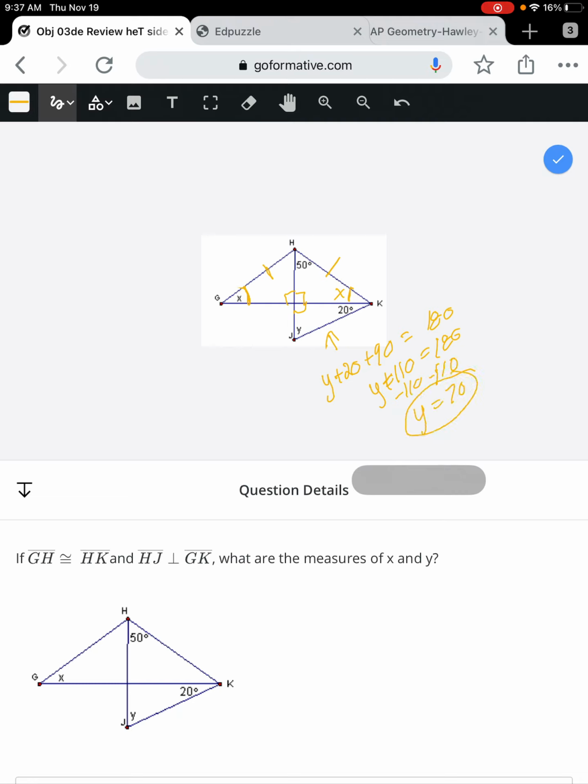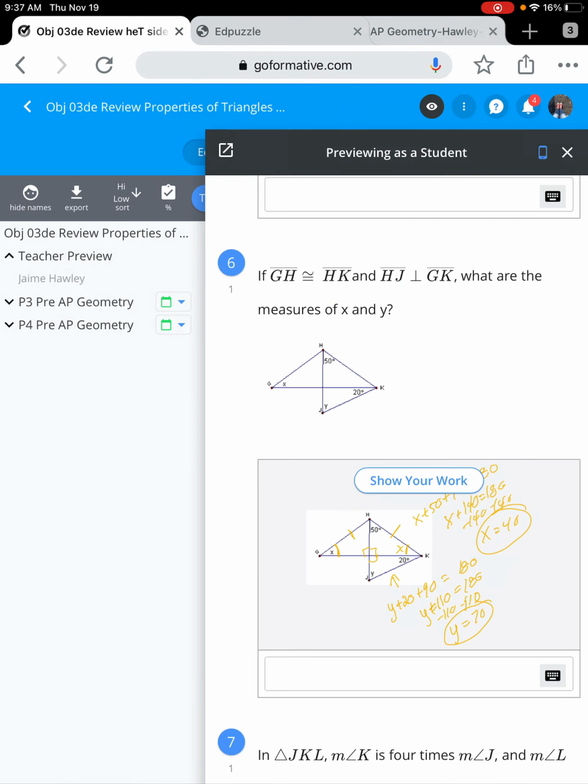Y is equal to 70. And then for this one right here, I know x plus 50 plus 90 is equal to 180. X plus 140 is equal to 180. X is equal to 40.